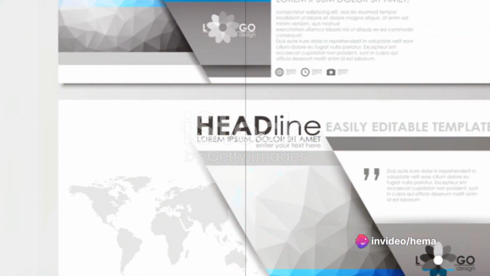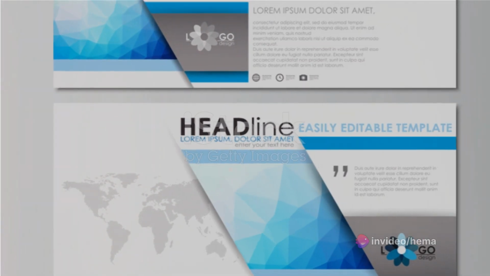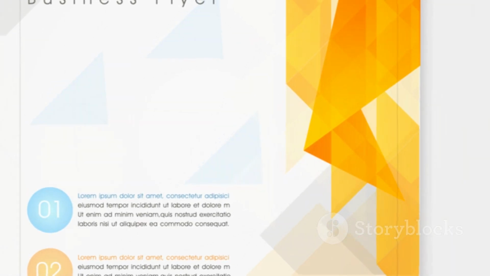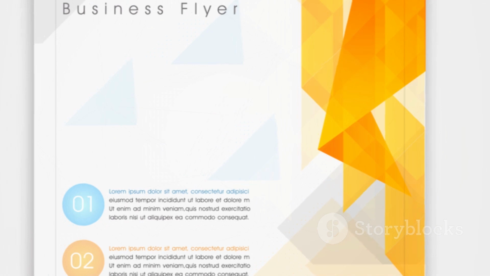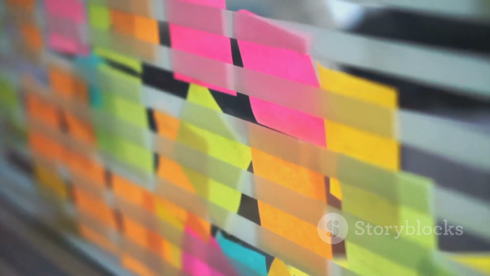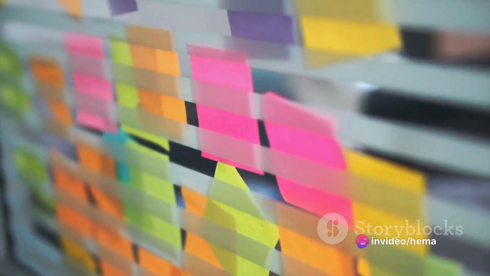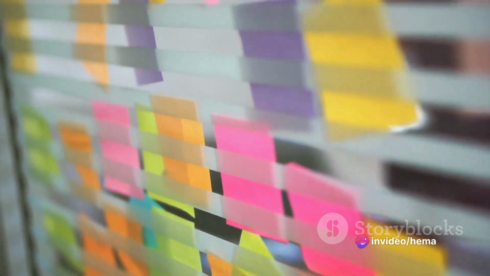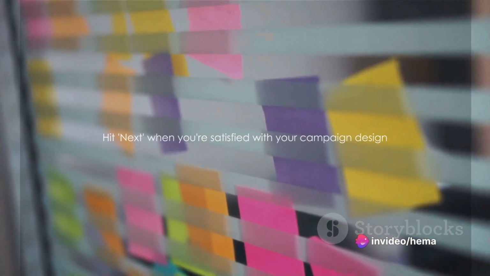After choosing the campaign type, it's time to design your campaign. ActiveCampaign offers a plethora of pre-designed templates to choose from. Or, if you're feeling extra creative, you can design your own from scratch. Once you're happy with the design, hit Next.